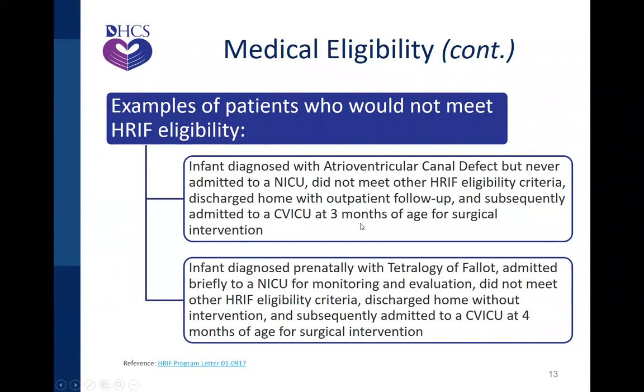The other example is an infant diagnosed prenatally with TOF, tetralogy of Fallot, admitted briefly to a NICU for monitoring and evaluation, who did not meet other HRIF eligibility criteria, was discharged home without intervention, and was subsequently admitted to a CVICU at 4 months of age for surgical intervention. Again, this patient does not meet HRIF eligibility criteria because the patient was sent home from the NICU without intervention, and the intervention happened at 4 months of age, which is beyond the neonatal period.